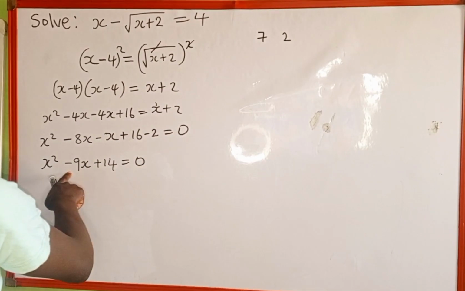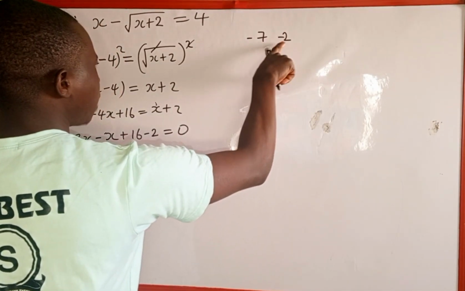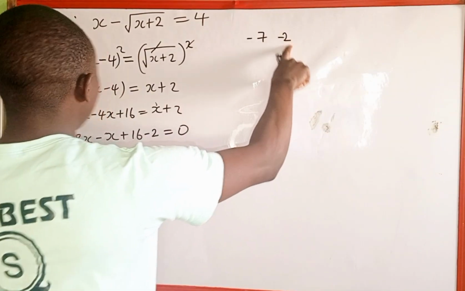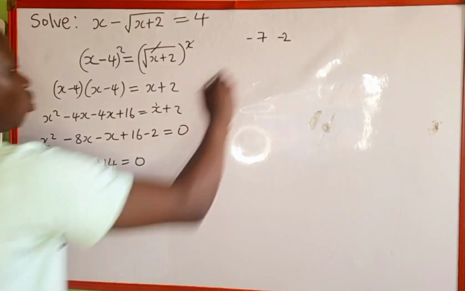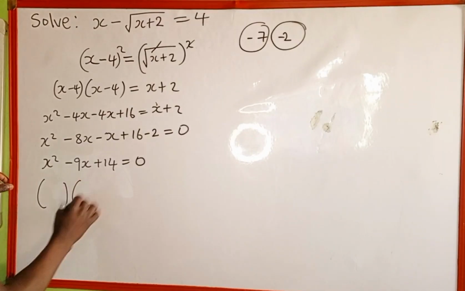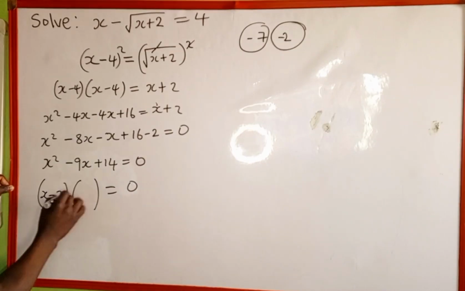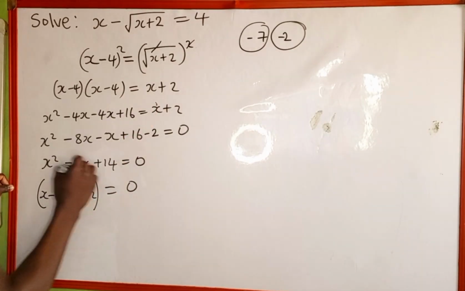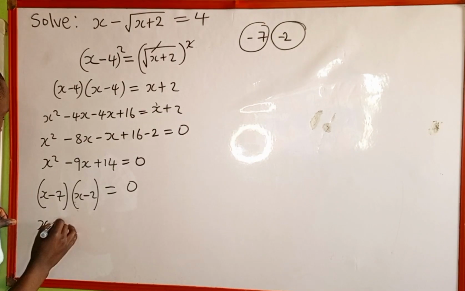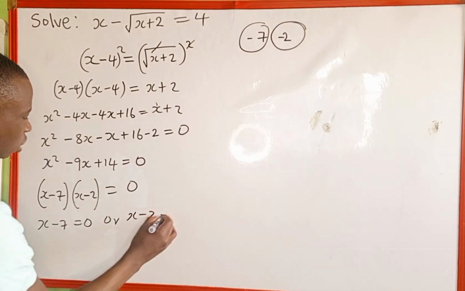But we are looking for negative 9. So when we put negative 7 multiplied by negative 2, it's going to give us positive 14. Then negative 7 plus negative 2 is going to give us negative 9. So those two numbers are what? Negative 7 and negative 2. Then we open two brackets, then equate it to 0. We write x here. The first number is negative 7, then x. The second number is negative 2. And when two terms are multiplied by each other and equal 0, either the first one, x minus 7 is equal to 0, or the second bracket, x minus 2 is equal to 0.